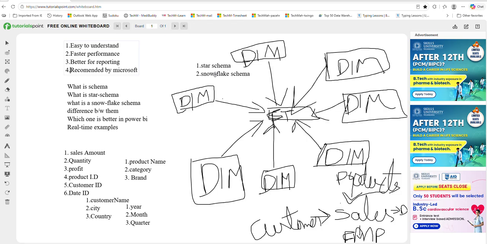Snowflake schema is an extension of star schema. In this model, dimension tables are further divided into additional tables. The structure becomes more complex and looks like a snowflake. That's why it is called snowflake schema. It is just an addition of a star schema, okay? But the structure is literally a snowflake. That's why we call it snowflake schema. Okay, guys?